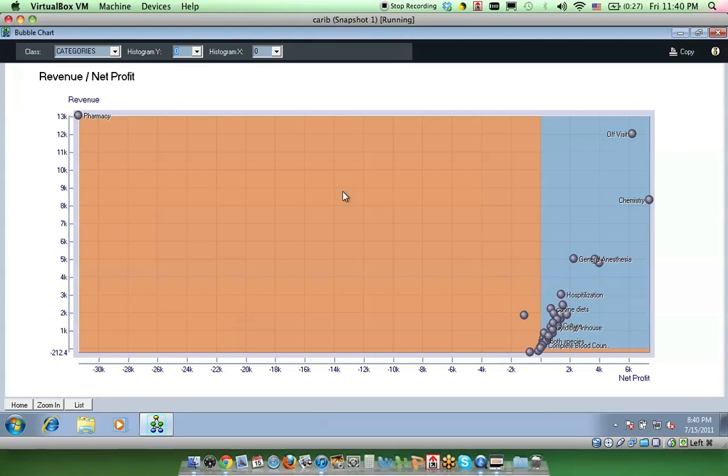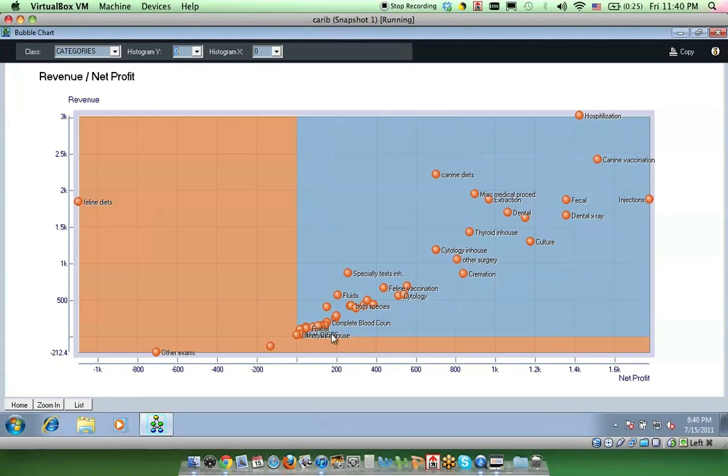Once again, we see some outliers here. Pharmacy over here to the left, losing money, also generating a lot of revenue. And then we have clusters of services here. The chemistry here, as part of the laboratory out, is actually quite profitable. The office visit, once again, is profitable. So let's take a look internally here, and I'm going to go ahead and click and make a box out of this. It says zoom in.